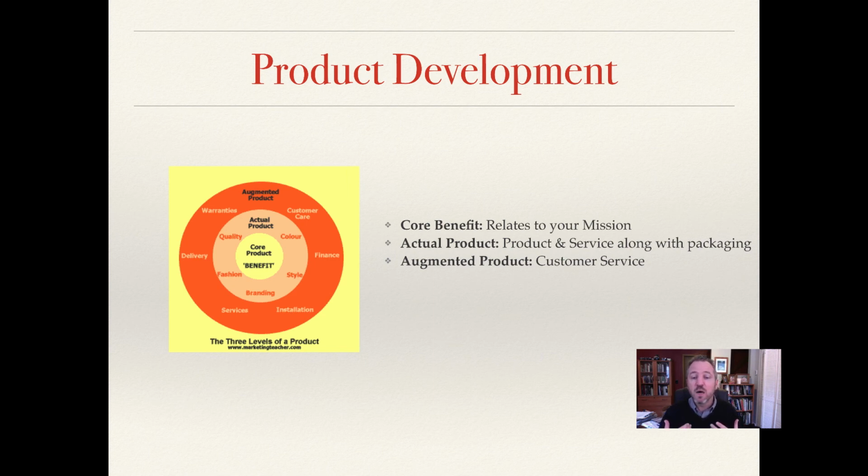And so your core benefit relates to your mission. Your actual product are the actual services and products that you provide, along with their packaging. What do they look like? And then the augmented product is your customer service. As you see, do you offer financing and payment plans? What kind of warranty do you provide, etc. And you're going to learn more about this. I've got a lot of resources in the module.